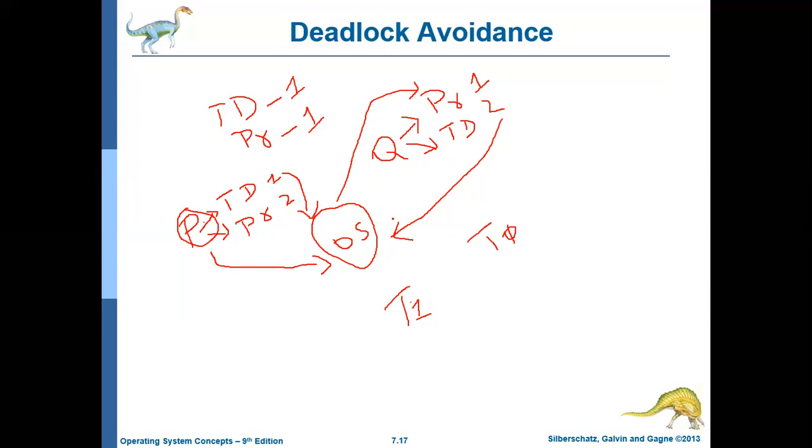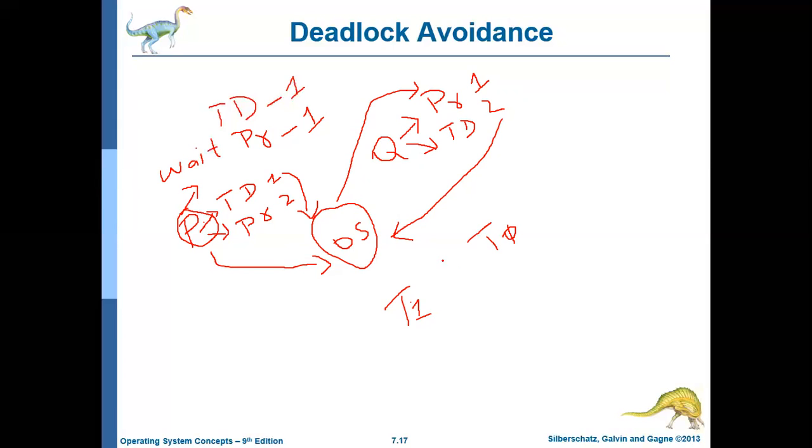So it will result in a deadlock. So the operating system will ask the process P to wait for some time. So process P will wait for some time. How long will it wait? It will wait until Q finishes the operation.